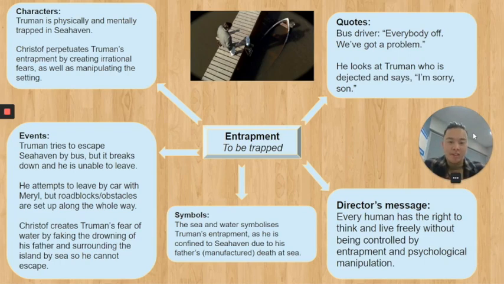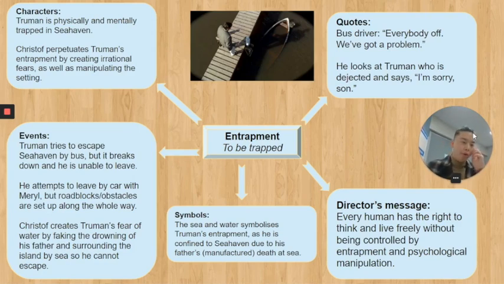Some of the key events that show Truman being trapped is when he tries to escape by bus, but the bus breaks down and he can't leave Sea Haven. When he tries to escape with Meryl in the car, but roadblocks and obstacles are set up along the way to stop him from leaving the town. And another event is when Christoph creates, when we see in that flashback, the illusion that Truman's father drowns to death and therefore he cannot escape over water.